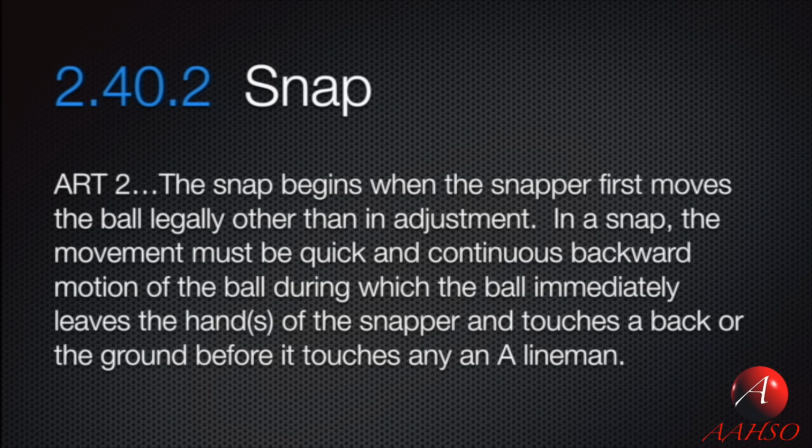Article 2 just says the snap begins when the snapper first moves the ball legally, other than an adjustment. And in the snap, the movement must be quick and continuous backward motion of the ball, during which the ball immediately leaves the hands of the snapper and touches a back or the ground before it touches an A lineman. Now let's look at this play now that we know the definition of the snap.